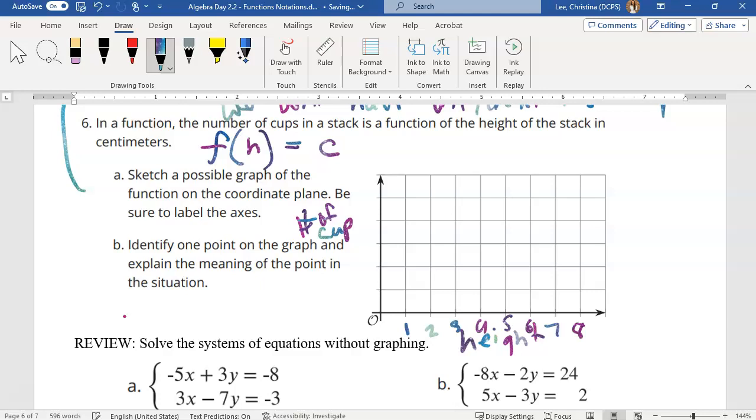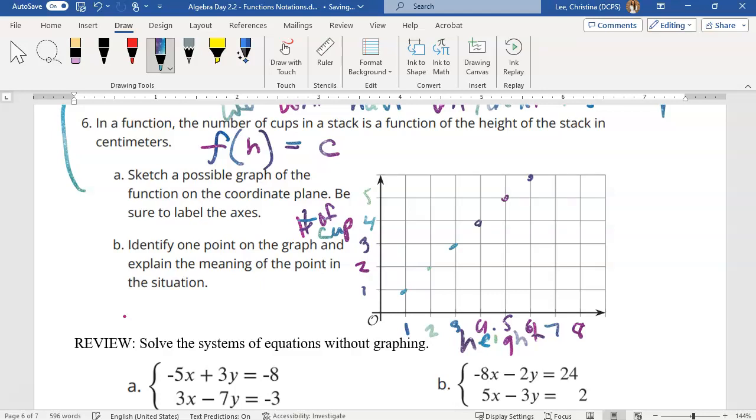All right, and then every cup is 1 inch. These are little tiny cups, all right? And as we stack them on top of each other, each time the stack is going to be an additional inch. So for every inch, we have 1 cup. That means if we have 2 inches, we have 2 cups. If we have 3 inches, we have 3 cups. If we have 4 inches, we have 4, 5, 6, and so forth and so on. All right.